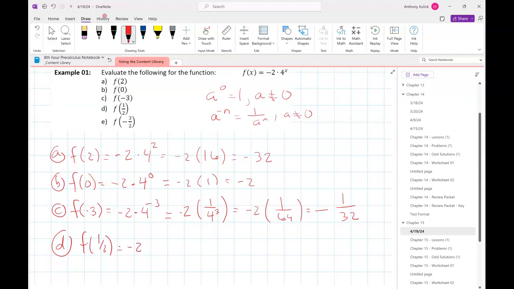So f of 1/2. How do I do 4 to the 1/2? What's an exponent of 1/2 mean? Yeah, it means a square root. And the square root of 4 is 2, and then -2 times 2 is -4.